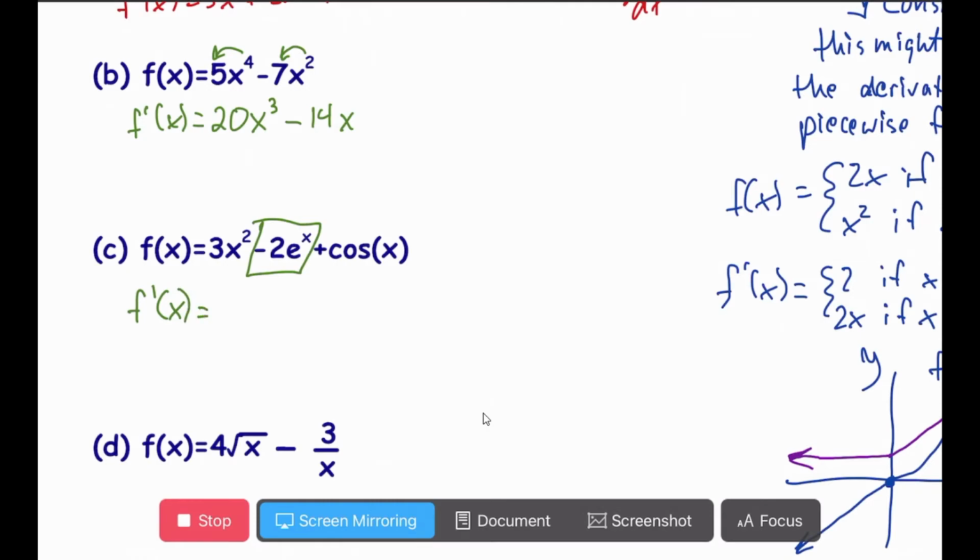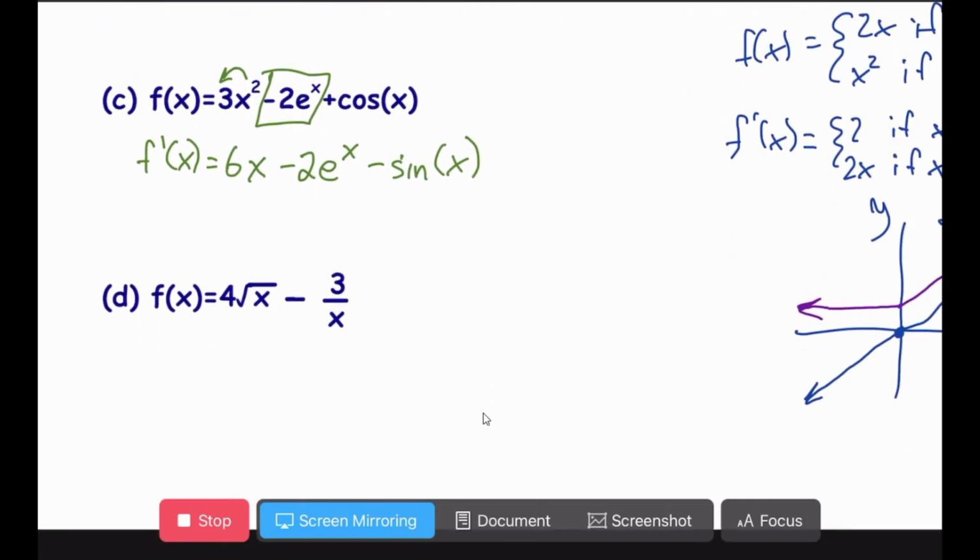F prime of x equals 2 says hello to 3, 6x to the power of 1. Don't need to write the 1. And we have an exponential function with a base e, so it's not going to change. It's its own derivative, so minus 2 e to the power of x. And sine prime is cos, and negative cos prime is sine, or cos prime is negative sine. So the derivative of positive cosine x is going to be negative sine x.